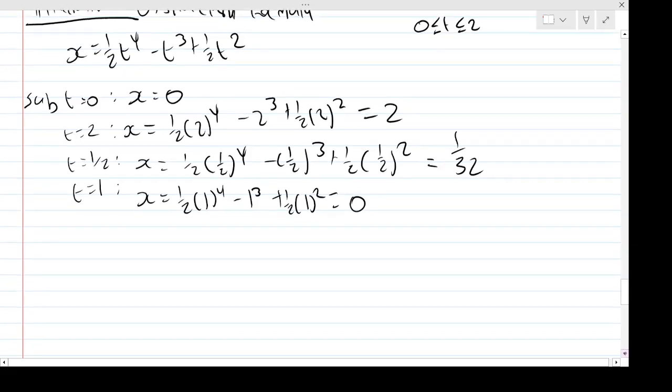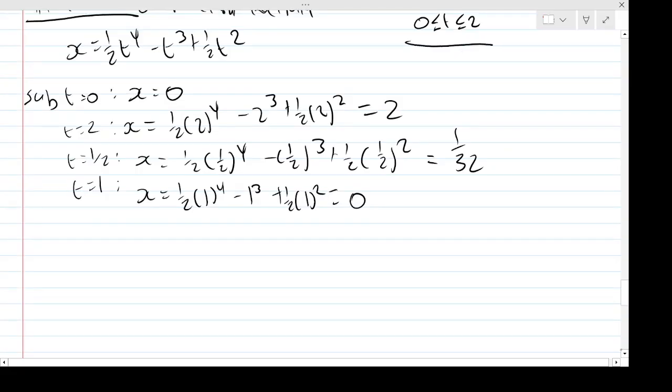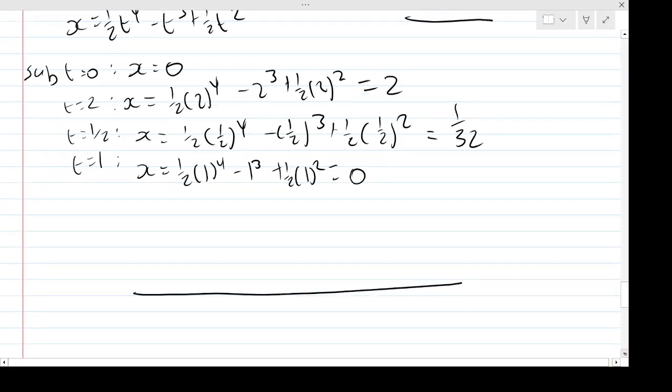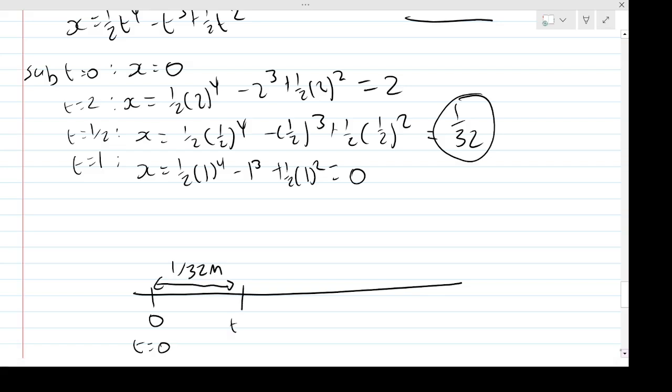Now, to work out the distance I want from 0 to 2, the total distance travelled for the whole journey. So if I draw a little number line again, we start from the origin. That's when t is 0. Then, firstly, we go to t is a half. That is 1 over 32 meters. Let's say that's over here somewhere. This distance is 1 over 32 meters. That's t is a half.